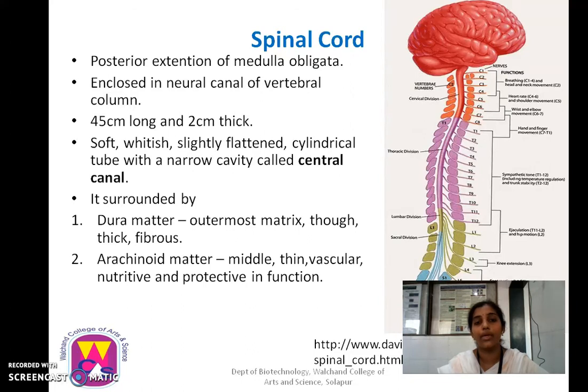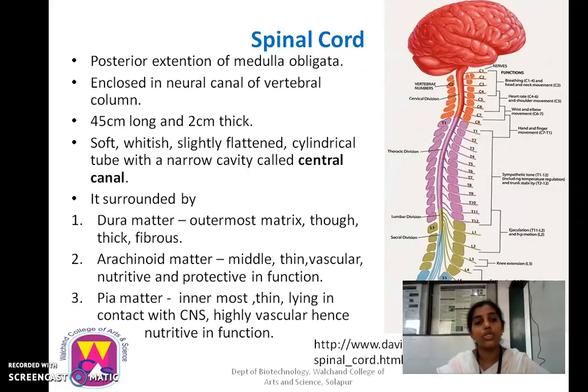First is the dura mater, which is the outermost, tough, thick and fibrous layer, protective in function. The arachnoid mater is the middle layer, thin and vascular. It has both nutritive and protective functions. The third one is called the pia mater, the innermost and thinnest layer, lying in contact with the spinal cord and highly vascular, hence nutritive in function. So these three layers together protect and provide nutrition for the spinal cord.